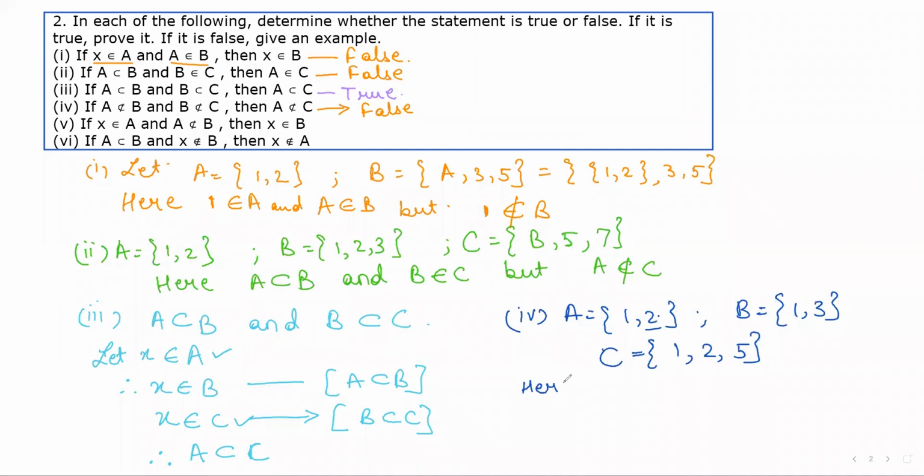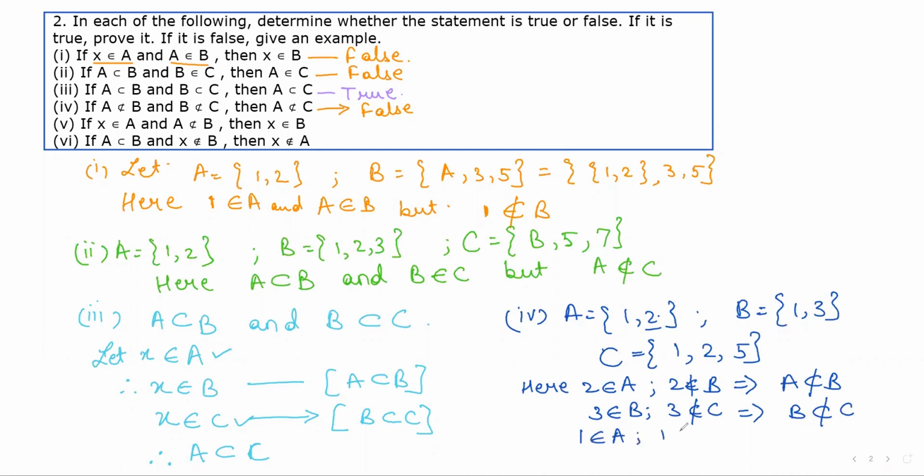Here, 2 belongs to A, but 2 does not belong to B, which says that A is not a subset of B. Secondly, 3 belongs to B, but 3 does not belong to C. Therefore, we can say that B is not a subset of C. But 1 belongs to A, 1 belongs to C, and 2 belongs to A, 2 belongs to C. Therefore, A is a subset of C. Hence, the statement is false.